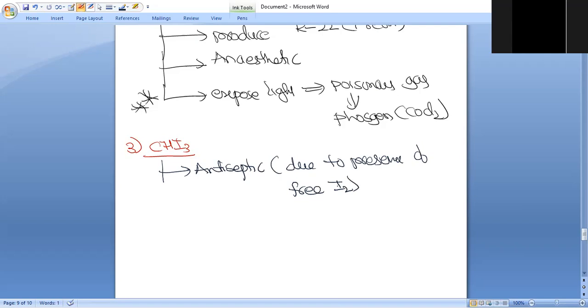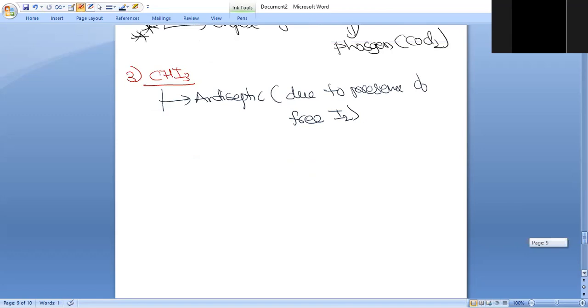But the smell is very objectionable. That's why it is now replaced with other compounds. We are using other compounds as antiseptics.